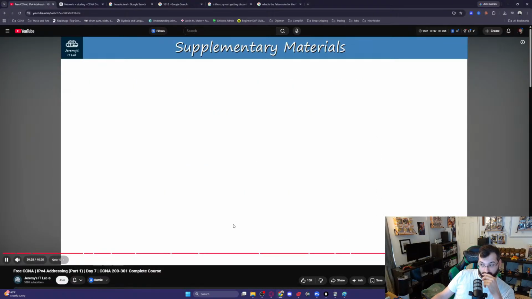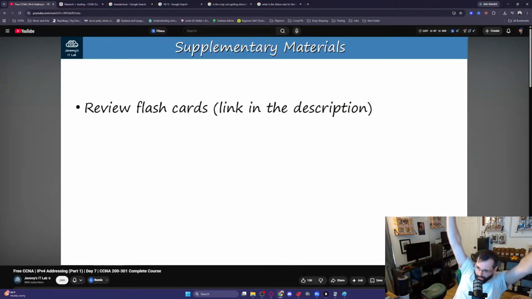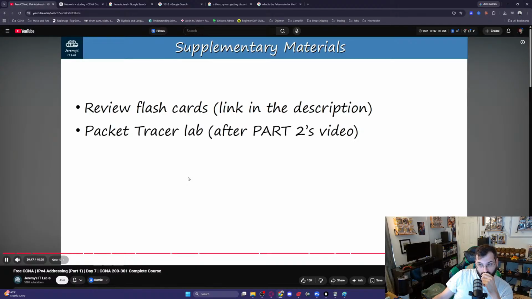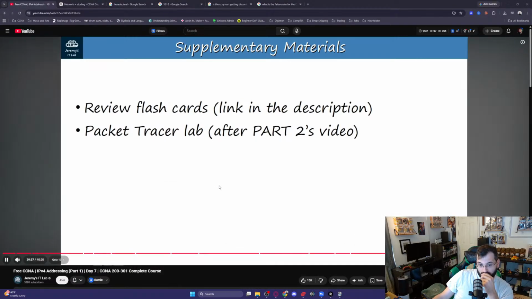I hope you feel confident converting IPv4 addresses between binary and dotted decimal notation. I haven't done that in so long. As usual, there will be supplementary materials to help you review what you've learned. There will be review flashcards using Anki, which I highly recommend you download and use to review. There will also be a Packet Tracer practice lab. However, it will be after part 2's video, so there won't be a lab for today's video specifically. Good luck with your studies.